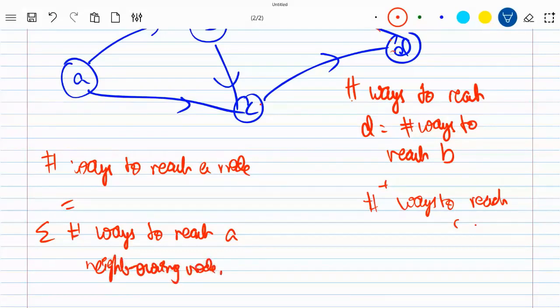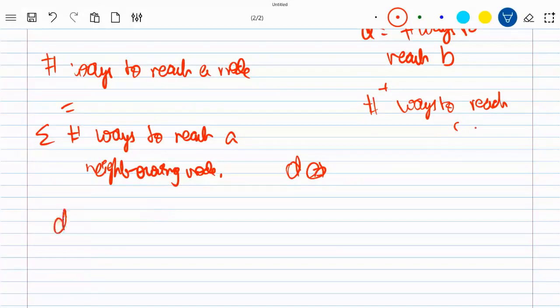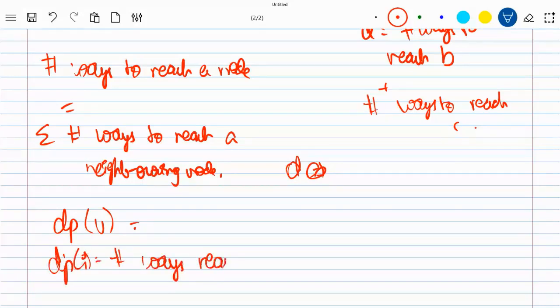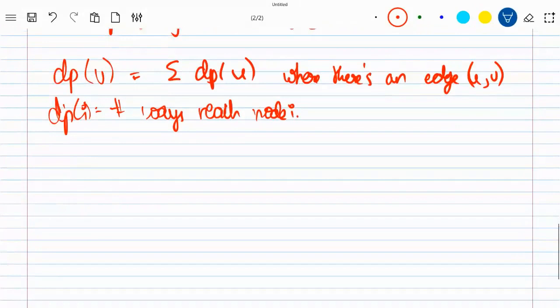More formally, what we could write is dp of v, where dp of i is the number of ways to reach node i. dp of v is equal to the sum of dp of u, where there's an edge u to v. Okay, so we got that out of the way.